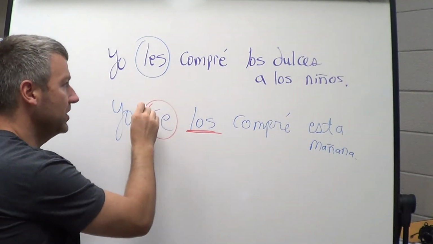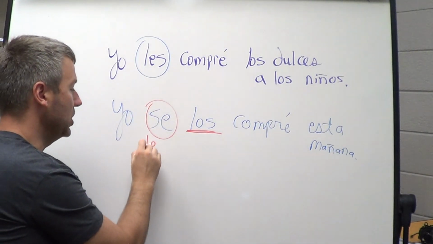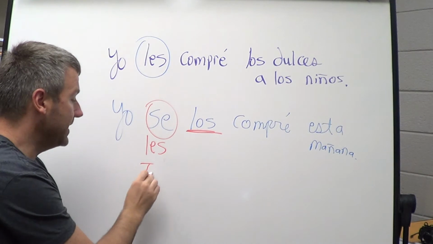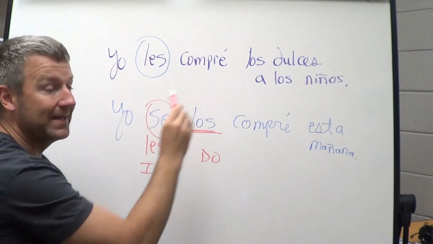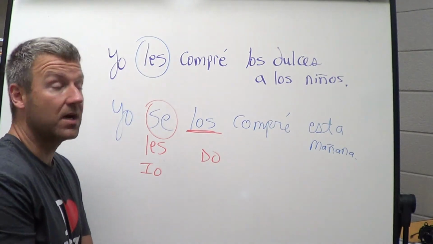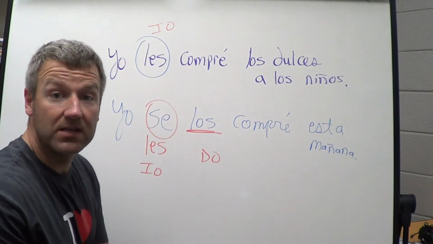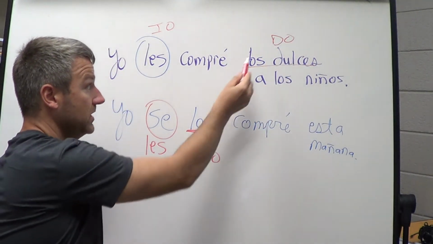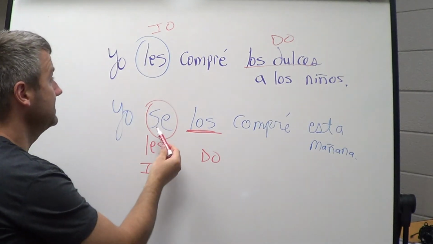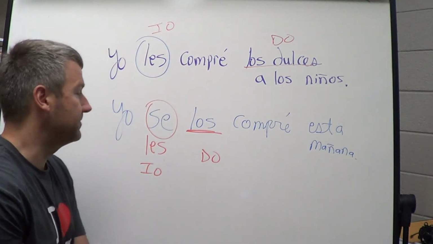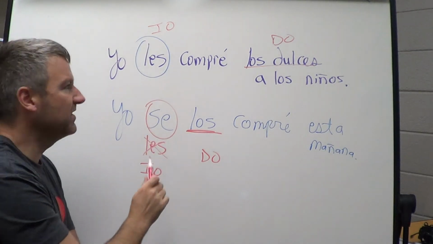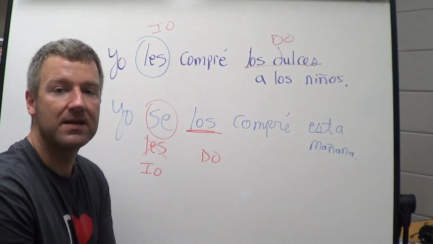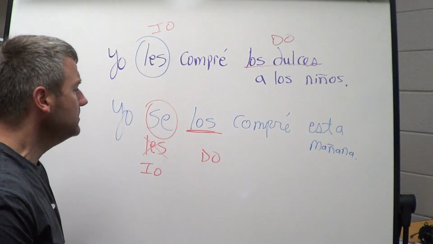This se right here is taking the place of les, a los niños. Remember, this is our indirect object, this is our direct object. So if you identify in the original sentence the indirect object, it is les. And our direct object is los dulces. So all you're doing is just simplifying down here. Los is referring to los dulces, and se is referring to les up there. Again, we can't say ses, even though that's les. Some people want to say ses, S-E-S, but that is not possible in Spanish, okay? So we can't do that. So keep that in mind.